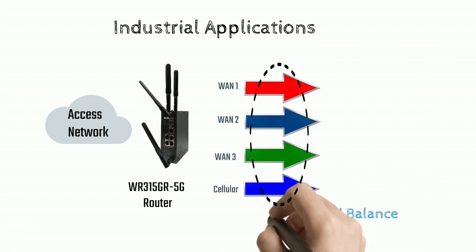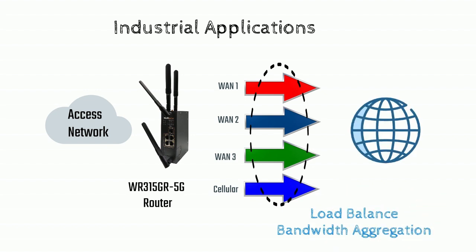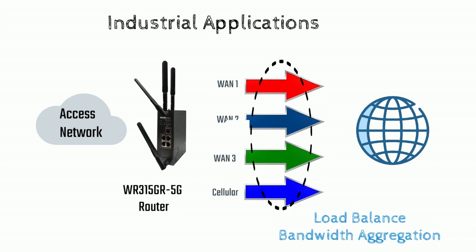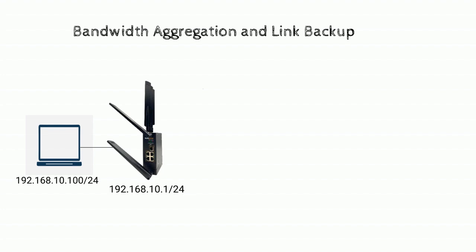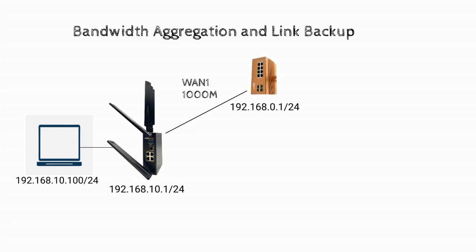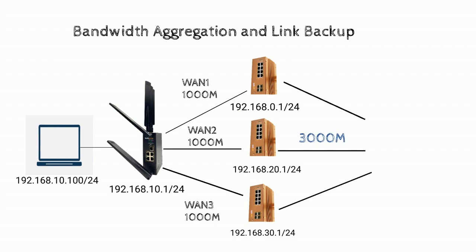Multi-WAN port routers support simultaneous connections to multiple lines, enhancing bandwidth through load balancing. For example, connecting three 1000M fiber lines to WAN 1, WAN 2, and WAN 3 provides a total bandwidth of 3000M, meeting high transmission demands. These routers also offer link backup, switching to other WAN ports if one fails, ensuring network reliability.